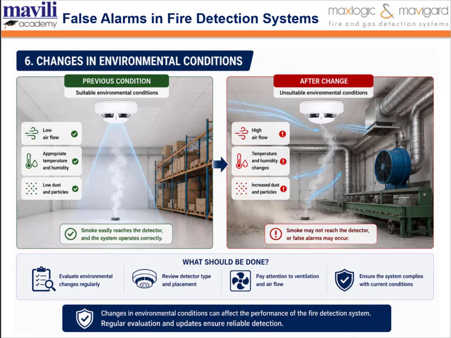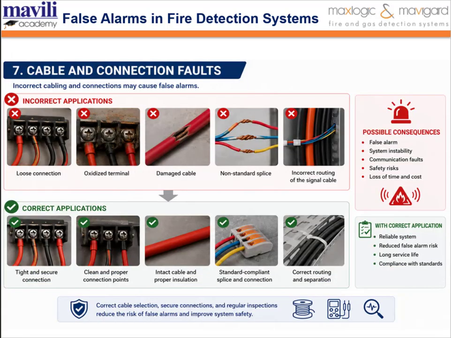In addition, changes in the intended use, the addition of new ventilation systems, variations in temperature and humidity values, or changes in production processes over time can affect the detection performance of the detectors. In particular, strong air currents can delay the arrival of smoke to the detector or carry dust and particles to the detector, causing false alarms. So it is an important one.